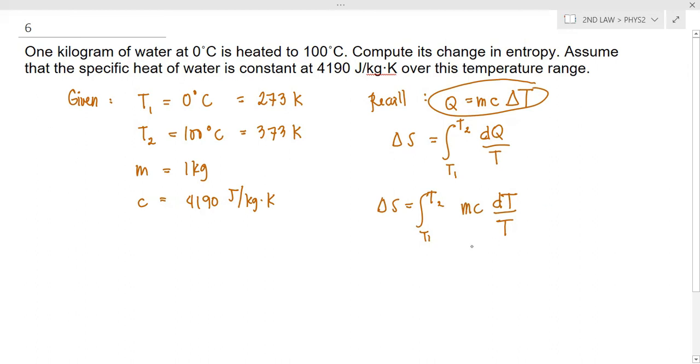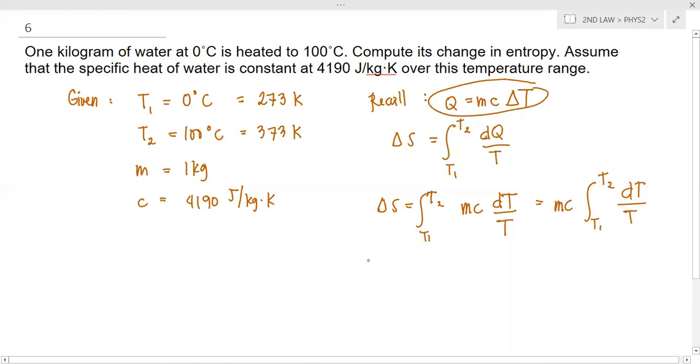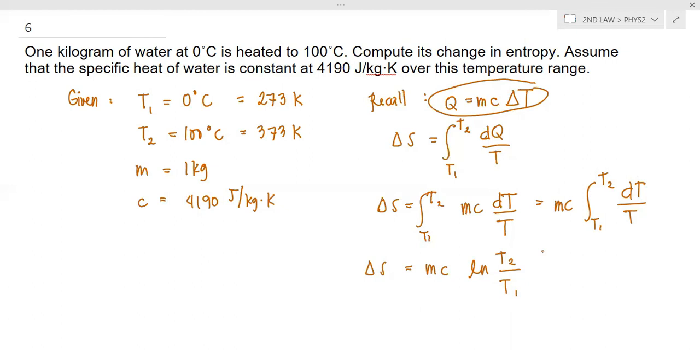Now, if you will be integrating this, let's say we have MC and then the integration from T1 to T2 of dT over T. If you will integrate this, you will actually obtain MC ln of T2 over T1. I will leave it on your stock knowledge or your previous knowledge on your math, or your calculus, I think. So I will directly substitute now our values.